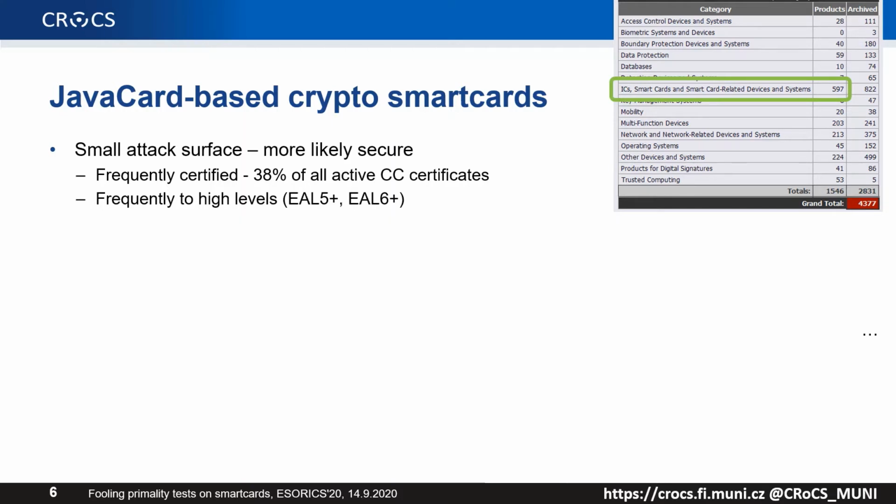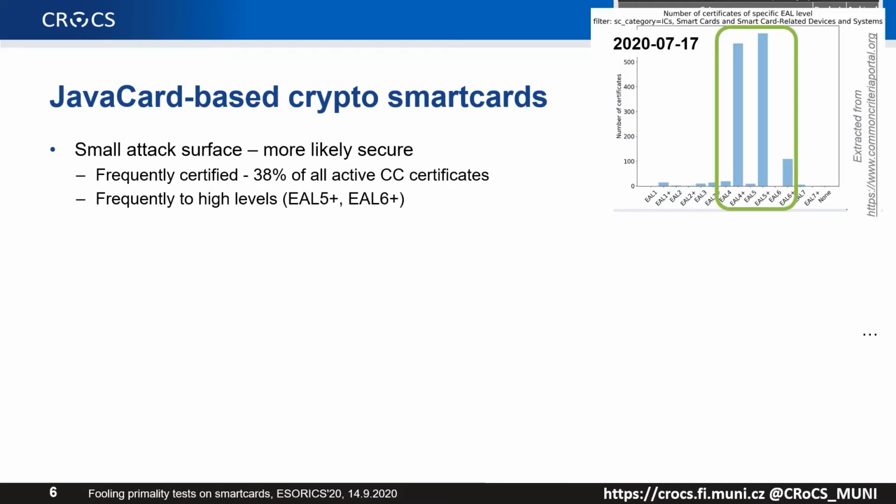So a little bit about cryptographic smart cards. Smart cards are small computers built for security. They have a small attack surface and a small trusted computing base in the hope that they will be more secure, and they are frequently certified. If you look at Common Criteria certification, 38% of currently active Common Criteria certificates are related to smart cards or programs running on smart cards. And they are also frequently certified to high levels.